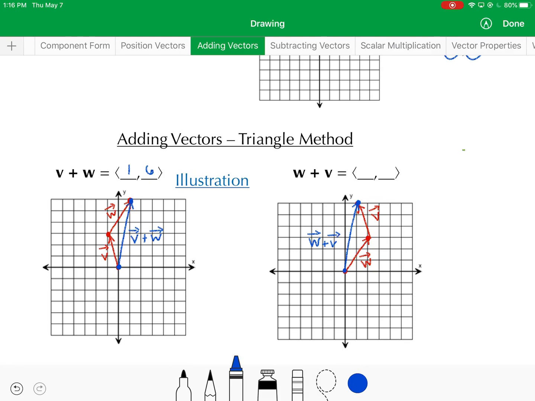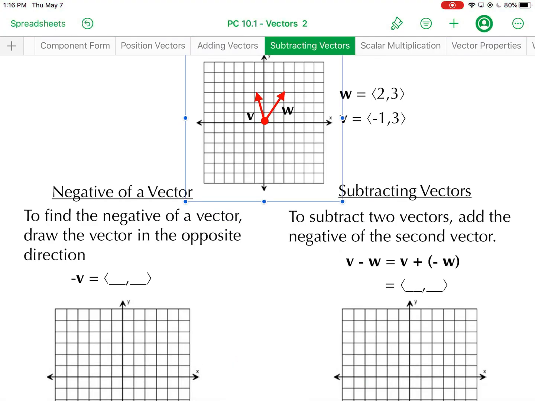Okay, and what I want you to notice here is that the final vector is the exact same vector as when I added vector V with vector W. Still get 1, 6. So what that tells me is that vector addition is commutative, right? Vector V plus vector W should be the same as vector W plus vector V. Okay? All right, now let's get to subtracting vectors, okay?